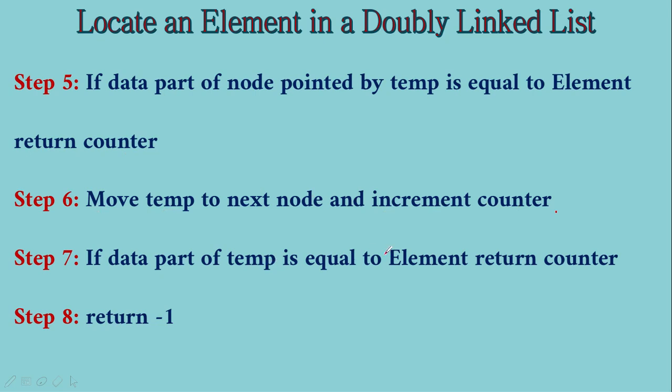If the data part of temp is equal to the element, this is the case for the last node, since I have stopped the loop as soon as I reach the last node. We can write the loop to go till the last node also. Now let's see the implementation. This is the case when the value is not present in the list. If we are coming to step number 8, then we can understand that the value is not in the list and we have to return failure.